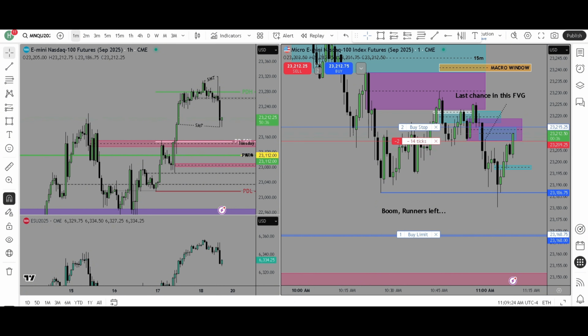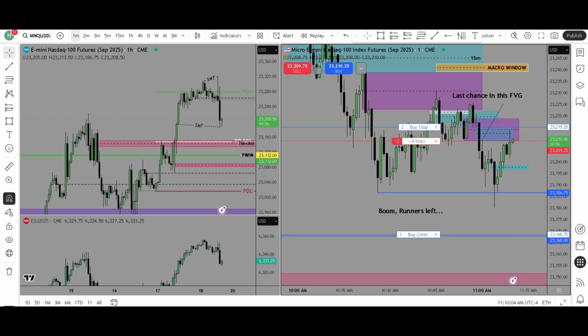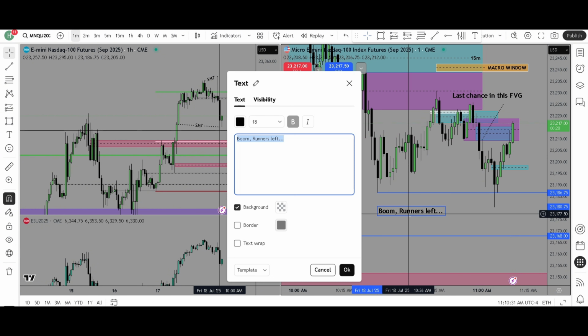Taps into the fair value gap, and we should be getting stopped out right about here. And there we go, we closed the trade, and that's a beautiful win.